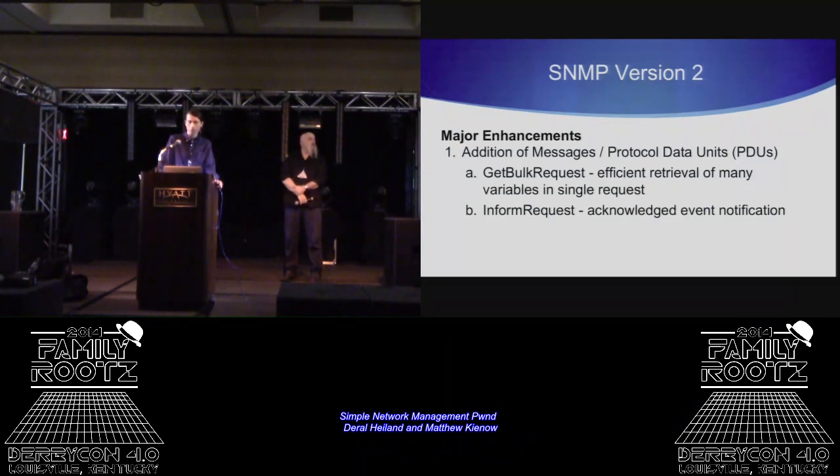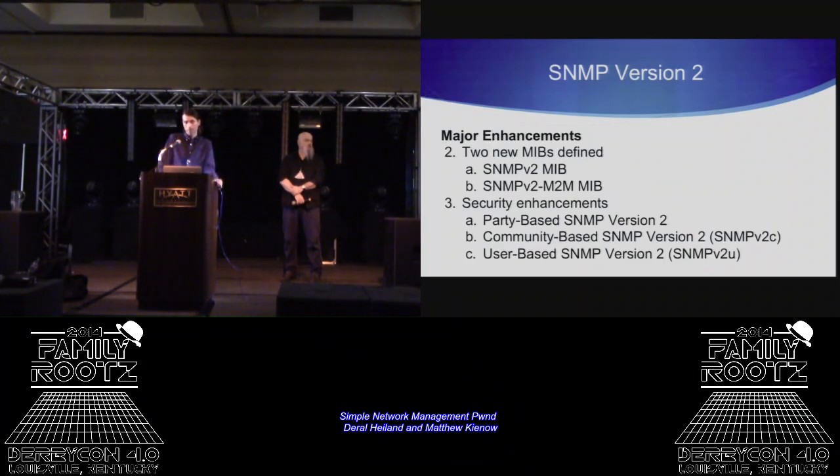And the inform request, which is an acknowledged event notification, is commonly used for manager-to-manager communication, as well as providing an acknowledged trap. So if we look back to version 1, when we used the trap, the agent was unaware of whether or not the manager received that message. But in this case, the agent can now send an inform request and get acknowledgement of whether or not the manager received that message.